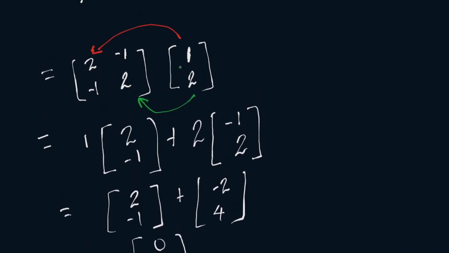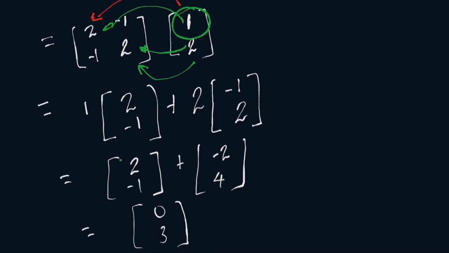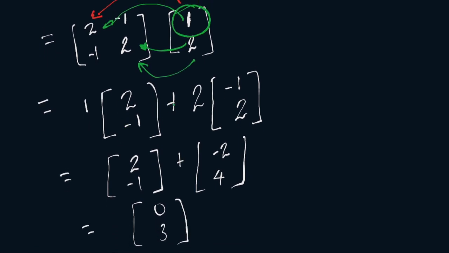Now we write the matrix in the form Ax. Our first row will multiply the first column, and the second row the second column. So we will write it as 1 times 2, minus 1 plus 2 times minus 1, 2. This will give us 0 and 3. So these were the row picture, column picture and the matrix form. In the next lecture we will see further how it is used.